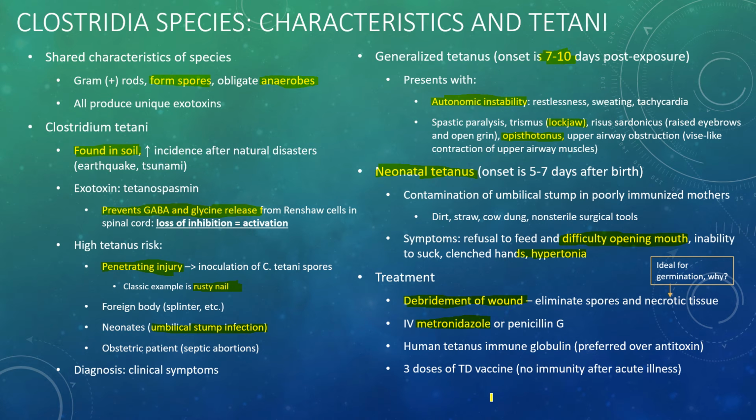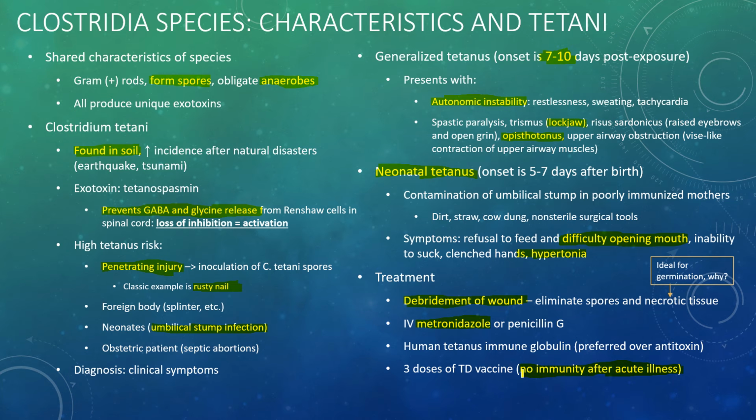So they need 3 doses of the tetanus vaccine because there's no immunity after the acute illness. Okay, so if a patient gets tetanus and has no history of tetanus vaccine, they need 3 doses of it because you don't get immunity after the acute illness. It's kind of an interesting condition that way.